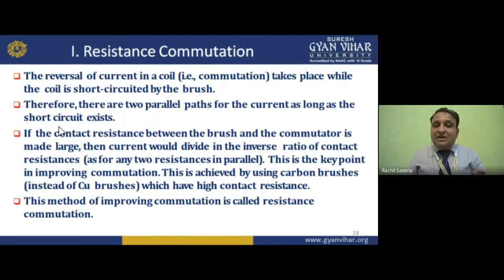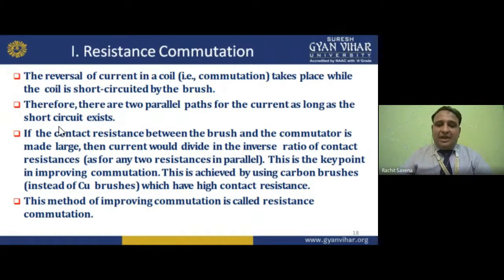What will happen? Then current would divide in the inverse ratio of contact resistance, as for any two resistances in parallel, like this. This is the key point in improving commutation. It means the contact resistance between the brush and commutator. If this is the commutator and this is the brush, the contact resistance is basically made larger, increased. Okay.